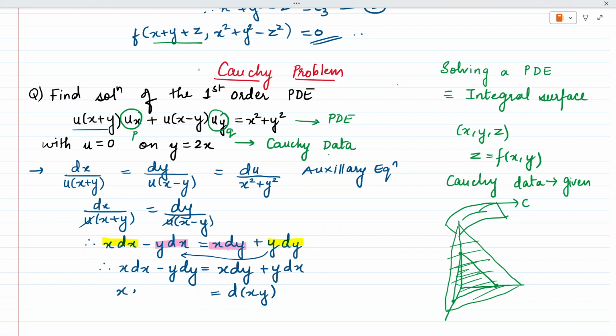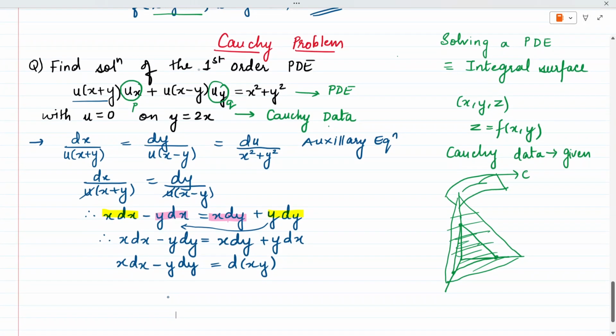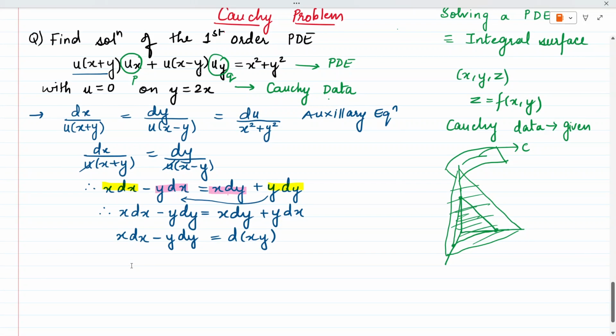Okay, so you need to understand to identify the patterns. If it's a derivative of xy, I would integrate both sides. Integrating both sides will give me x square here, y square here, of course, upon 2. And here integrating gives xy plus a constant c1. Multiplying throughout by 2, we get x square minus y square minus 2xy is equal to c2. Any doubts?